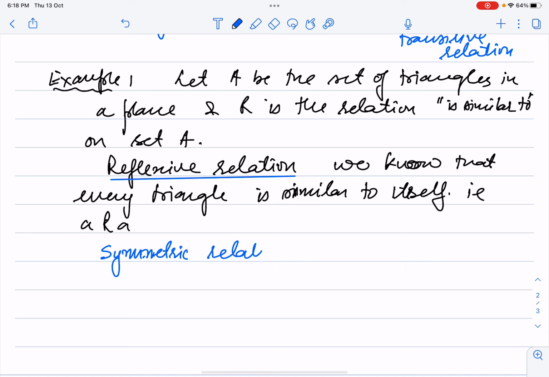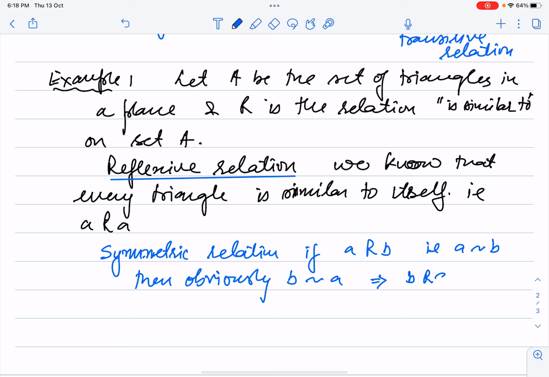Symmetric relation. Now, if there is a triangle A and I say A is related to B, that is A is similar to B, then obviously B will be similar to A. That is, this implies B is related to A. So therefore it is a symmetric relation, because by definition if (A, B) belongs to R, this implies that (B, A) also belongs to R.